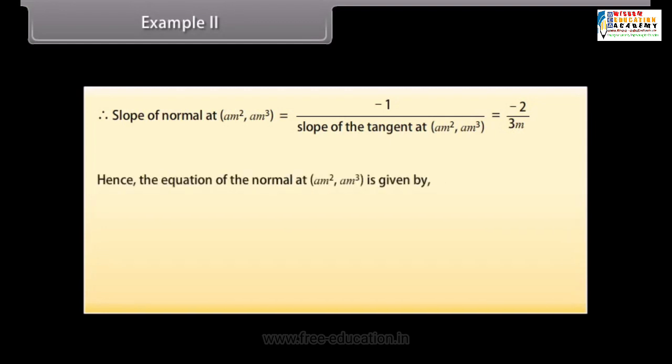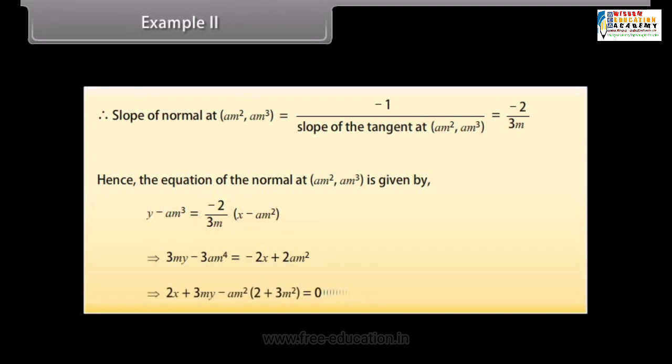Hence, the equation of the normal at (am², am³) is given by y - am³ = -2/3m (x - am²). It implies that 3my - 3am⁴ = -2x + 2am². It implies that 2x + 3my - am²(2 + 3m²) = 0.